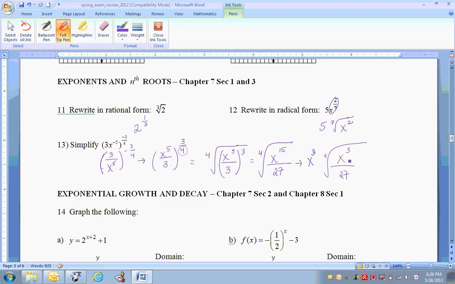Okay, now what I can go ahead and do is multiply the top and the bottom by the 4th root of 3. Because that really, the 4th root of 3 is 1 over 27. So here we go. When we do that, we're left with, on the top, x cubed times the 4th root of 3x squared over 3. Okay, so that is your final answer to number 12.